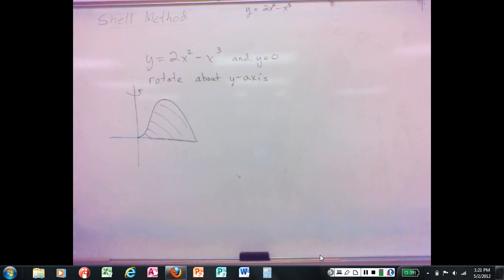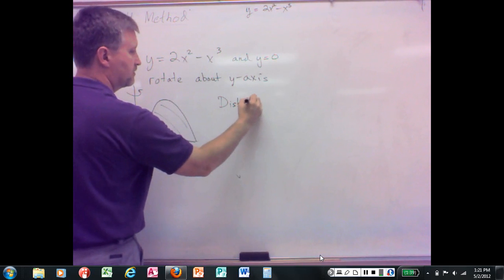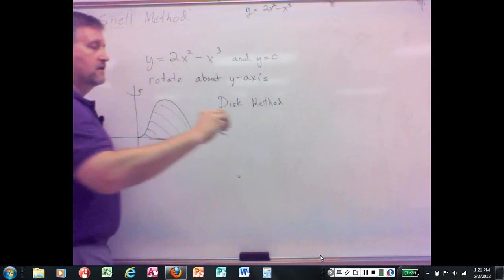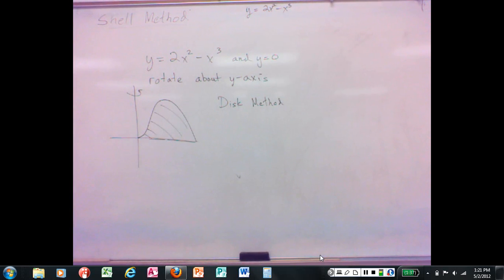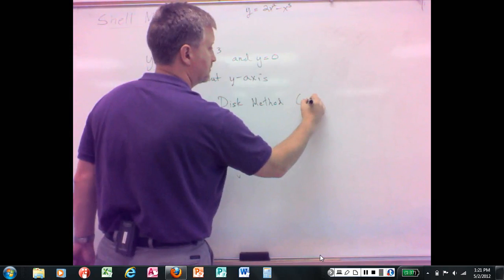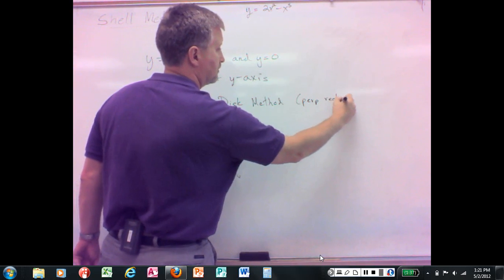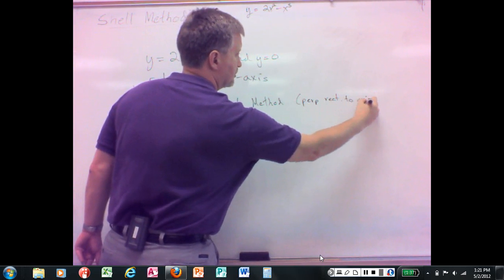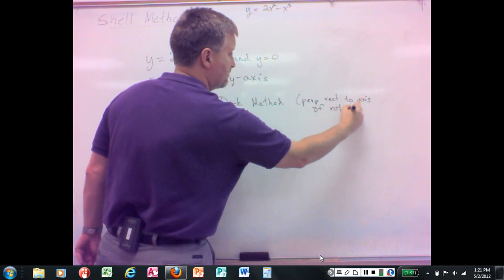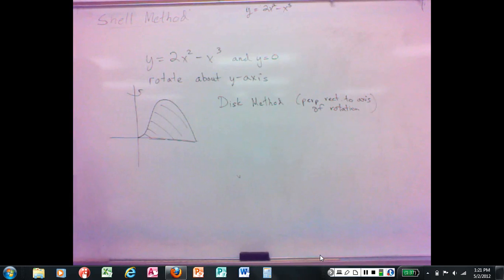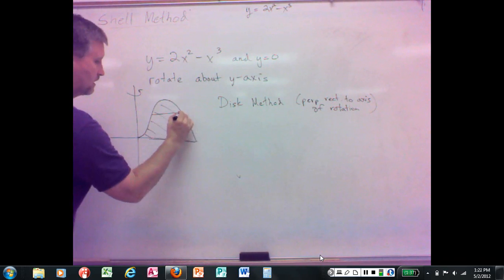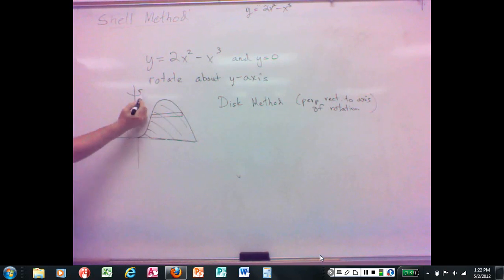if I'm going to use the disk method, remember on the disk method, the rectangles run perpendicular to the axis of rotation. So if I use the disk method here, which way am I going to have to integrate with respect to y? Aren't I? Because here's my axis of rotation. If I'm going perpendicular to that, I'm going to have to integrate with respect to y.